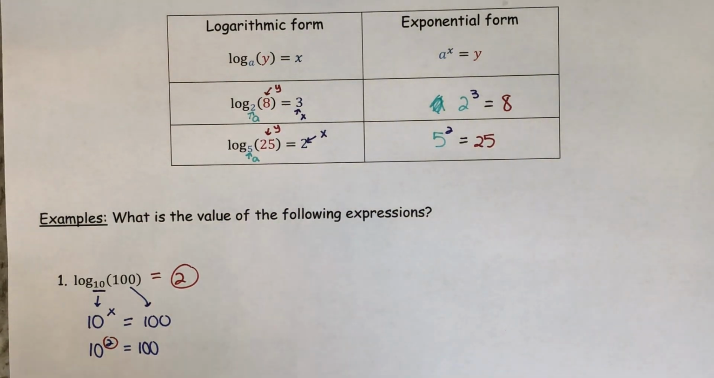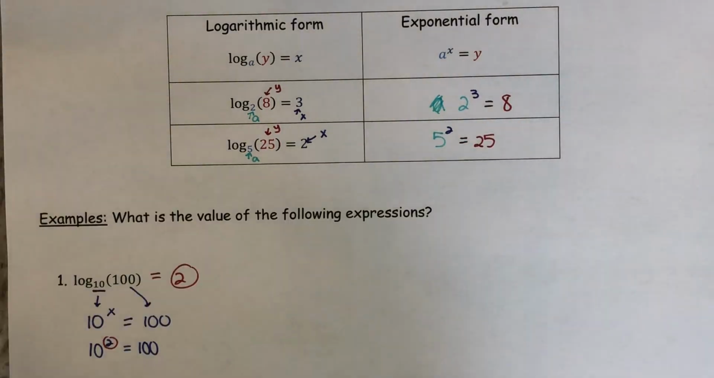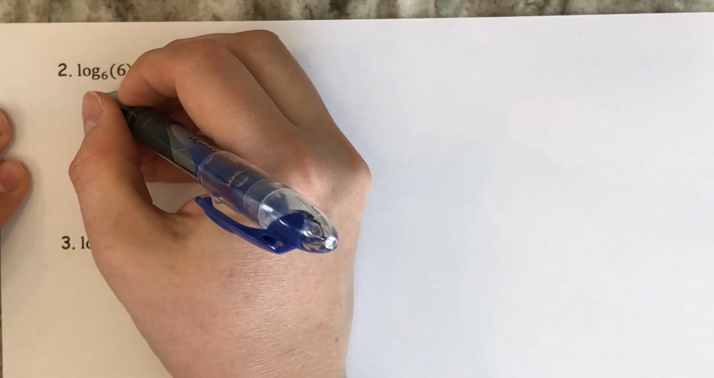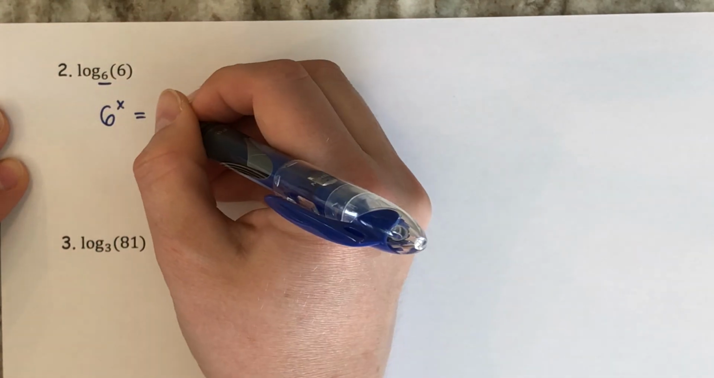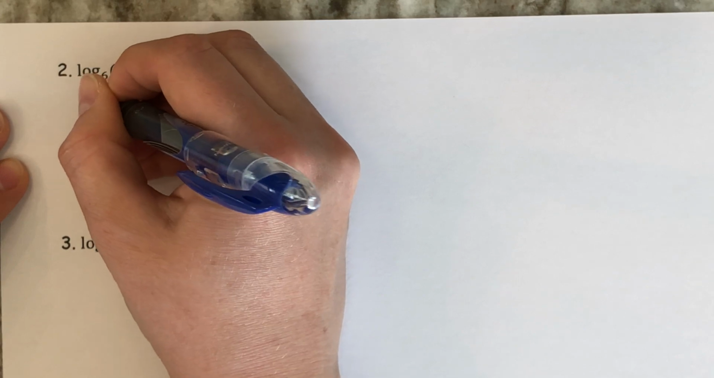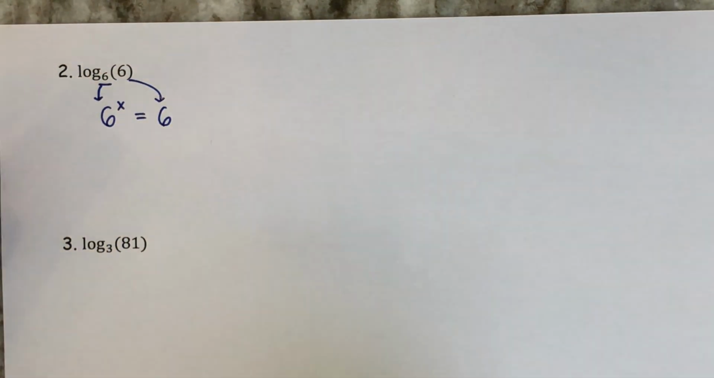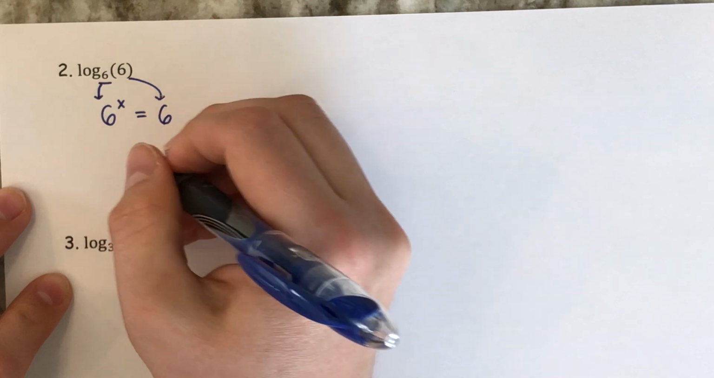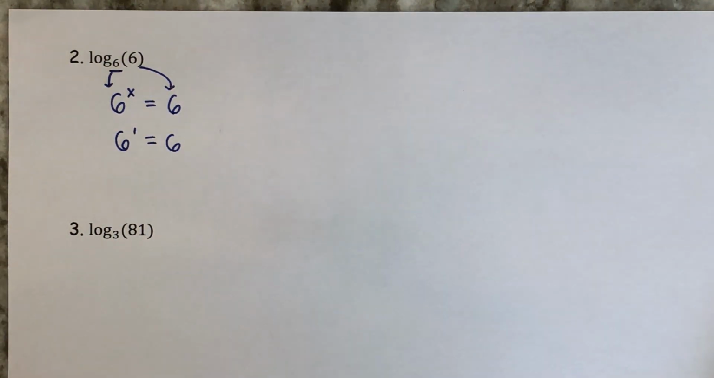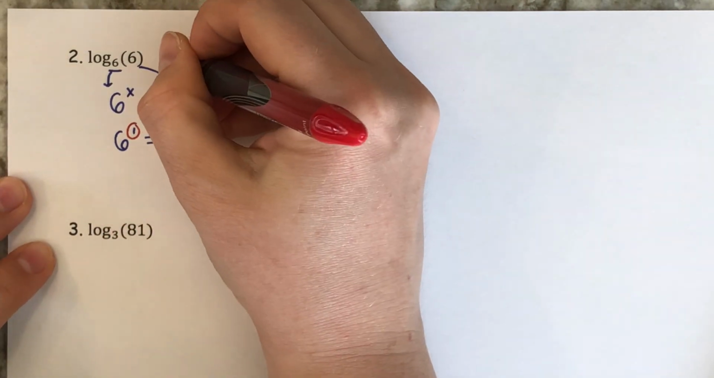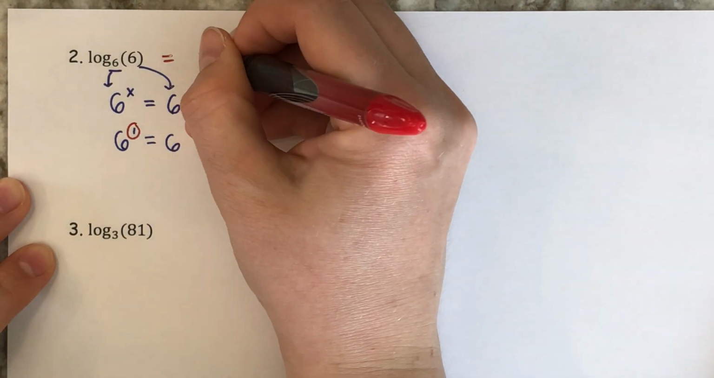So that's a pretty basic example. Let's take a look at some other types of problems. So here we have log base 6 of 6 for number 2. So we're going to say 6 to the power of x equals 6. So the first 6 is coming from there, the other 6 is coming from there. 6 to the power of 1 would give me 6. So my answer is coming from that exponent right there. So log base 6 of 6 equals 1.